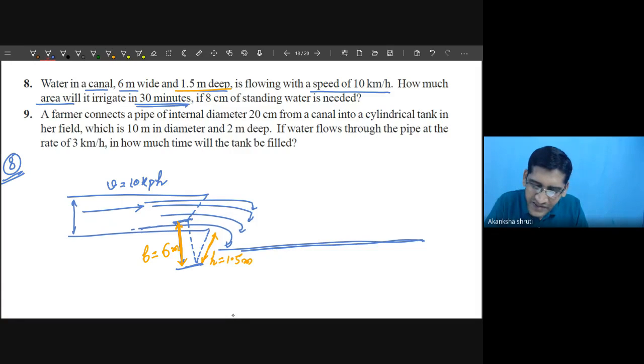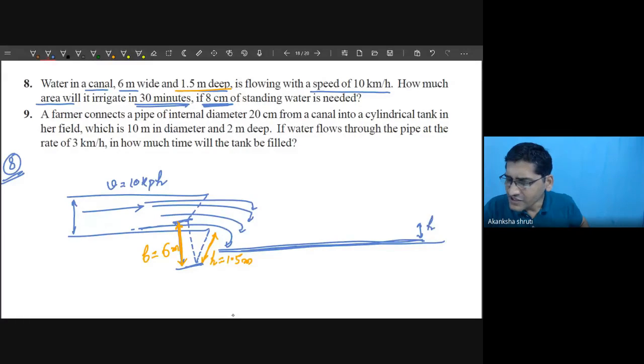If 8 centimeter standing water is needed, means you might be getting in a pond or rectangular tank, the base is in the form of a rectangle and the water gets accumulated in the form of height. So the shape of the water present is the cuboidal shape. So here standing water means the height of the water that will be accumulated here. You may consider the water gets accumulated to a certain height rather than drawing the entire cuboid. You may just draw like this. Height of water is our 8 centimeter.